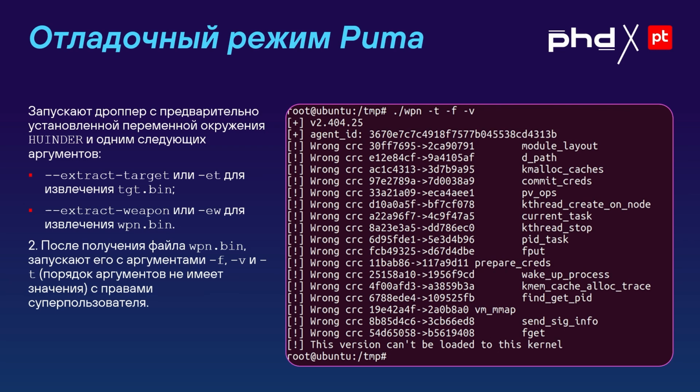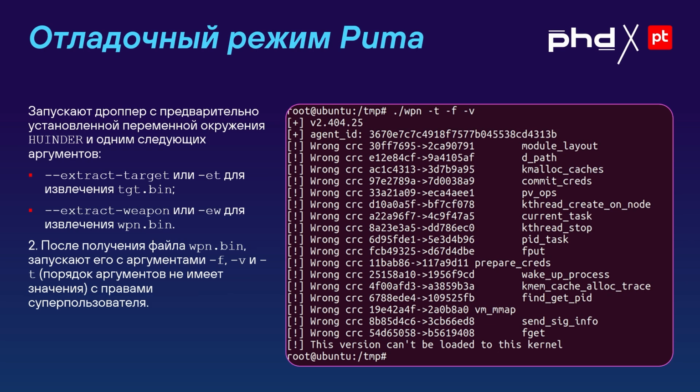Criminals may create a dedicated environment, and they can use one of the following arguments: extract target in order to retrieve the legitimate utility that it replaces, and extract weapon in order to retrieve the uploader. In order to detect it in the uploader, you need to launch the uploader with three parameters: -f, -v, and -t. Their sequence doesn't matter. You can choose any sequence.